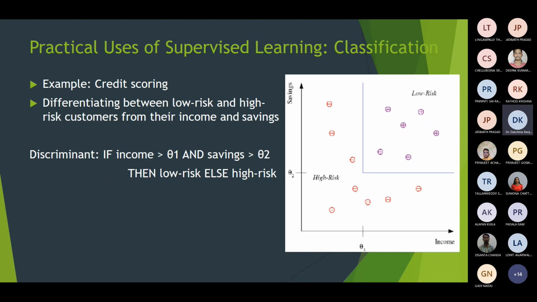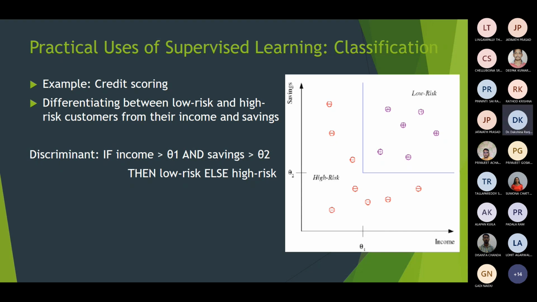Here you can clearly see that when someone has high income but low savings, they will not be included in low risk customers. They will be included in the high risk customer class. Similarly, those who have low income but high savings will also not be included in the low risk customer class, but will be included in the high risk customer class.